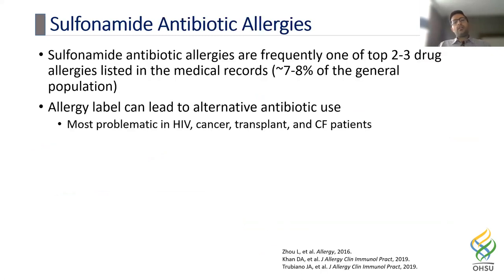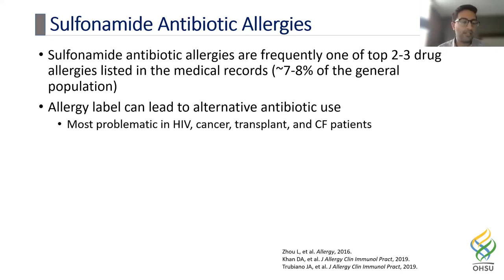So again, sulfonamide antibiotic allergies are frequent. One of the top 2 to 3 drug allergies listed in medical records. And it's about 7 to 8% of the general population. It's a big number of patients. And there have been studies, just like we have in penicillin, showing that if people have this sulfa antibiotic on their allergy list, they do receive alternative antibiotics.